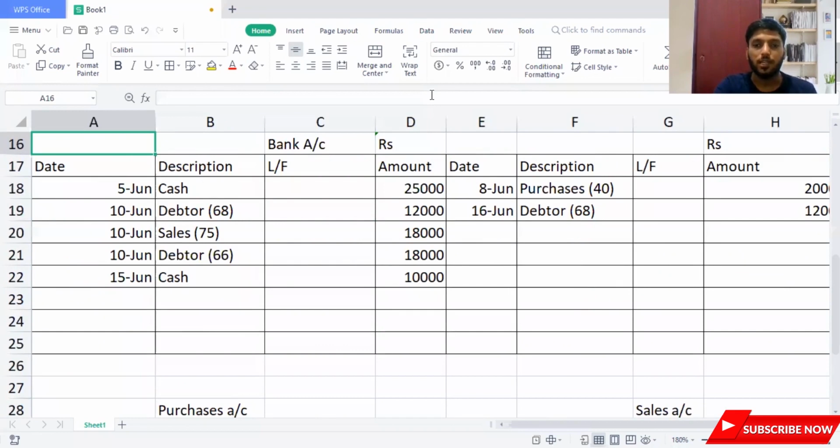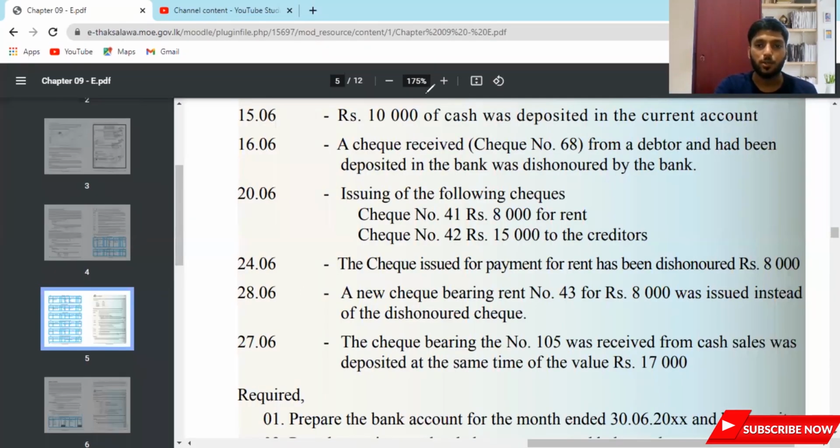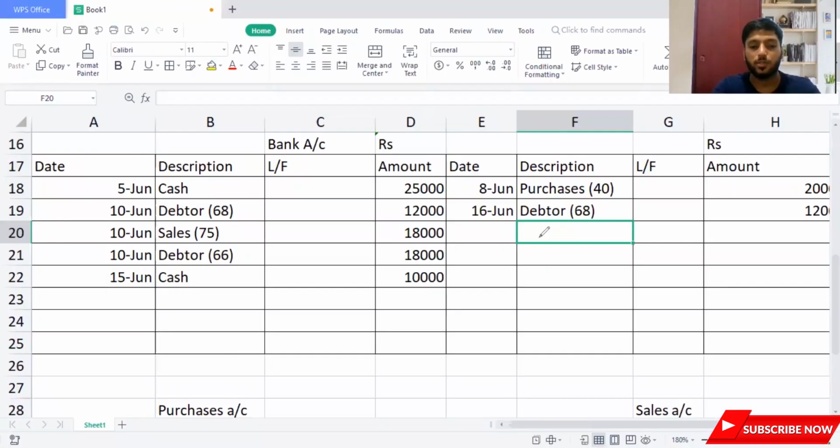It says that issuing of the following checks. Now you are issuing some checks. Check number 41 for rupees 8,000, and check number 42 for 15,000 to the creditors. So I need to open up two accounts. Maybe I had a creditors account, but I need to open up a rent account. So 8,000 I'm paying for rent. So I'll write rent. I need to know the check number. It was 40 if I'm not mistaken, and the date.